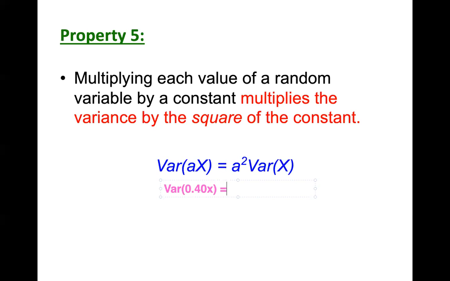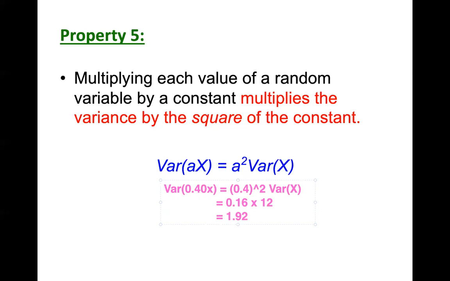So to get the new variance, you do 0.4 squared, okay, I'm going to do it this way, times your old variance. So that is 0.16 times $12, and then that should get you 1.92. And that is your new variance.